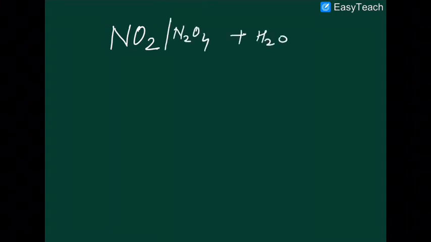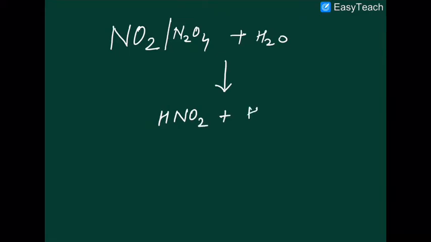and dissolve it in water, you are able to get a mixture of HNO2 and HNO3. So you are getting two different acids from the same substance. Remember that N2O4 is a dimer of NO2, so the substance is the same. Are you getting that?